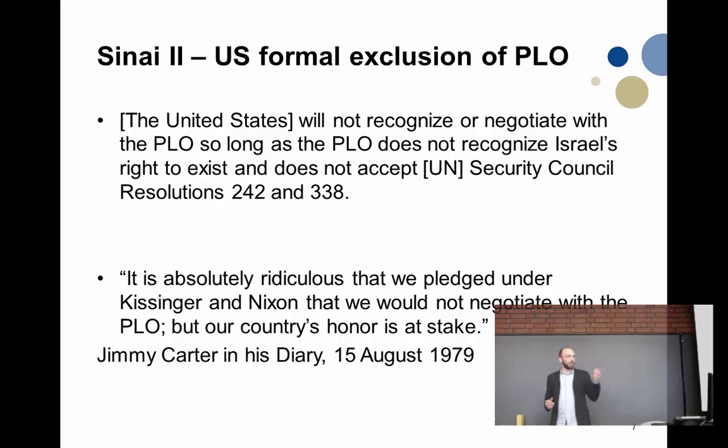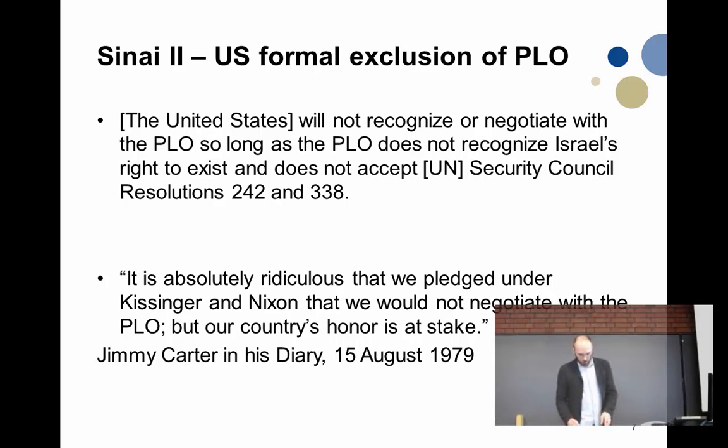Now, this pledge was not intended as strictly as Carter read it, because it's about recognition and negotiation, but it does not preclude talks with informal contacts. But Carter took it at face value. We cannot talk to the PLO. And Carter would later admit that it's absolutely ridiculous what we pledged under Kissinger and Nixon, that we would not negotiate with the PLO, but our country's honor is at stake. So we have to adhere to this promise. We have to not talk to the PLO. This is important. It's stupid, but it's important.